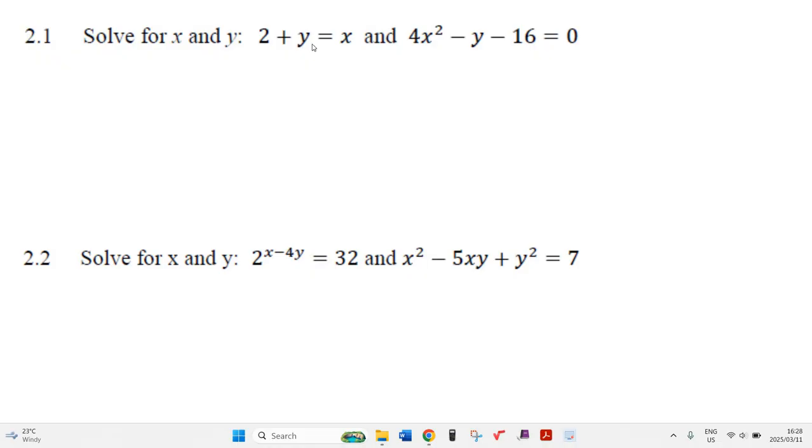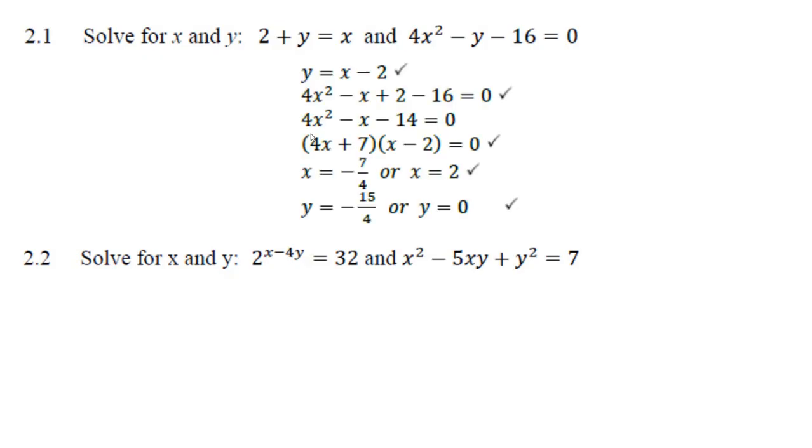I can't quite remember how the memo works. You could just replace x with 2 plus y. Let's see if that's what happens. No, they've gone for something else here. The other way of doing it is making y equals x minus 2. You can do that, and that means instead of y, you rub it out and put x minus 2.